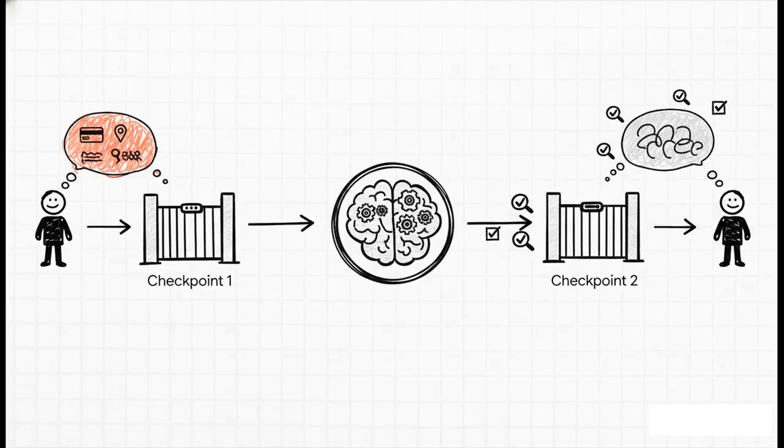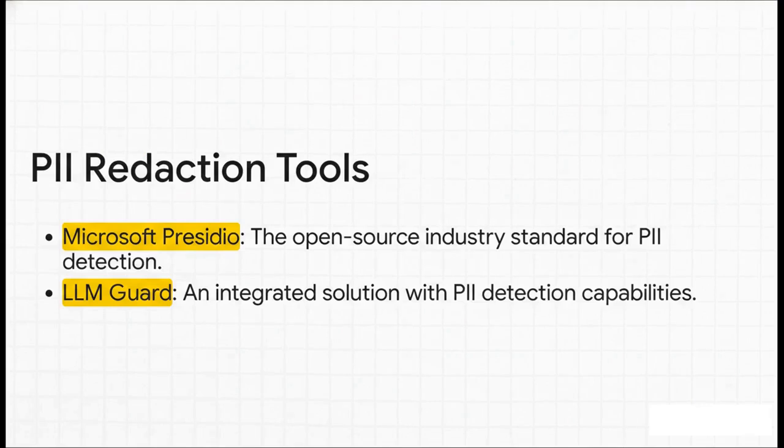The solution is a two-way checkpoint system. First, you automatically scrub sensitive data from the user's input before the AI sees it. Then, you scan the AI's response for any private info before it gets sent back to the user. It's security on the way in and on the way out. And again, there are fantastic tools for this, like Microsoft's open-source Presidio. They act like automatic sensors, finding and blacking out stuff like phone numbers, addresses, and financial info. It's about protecting your users and protecting your business.